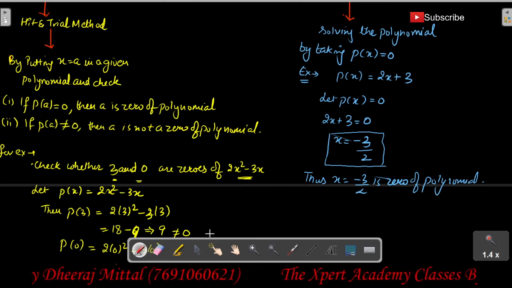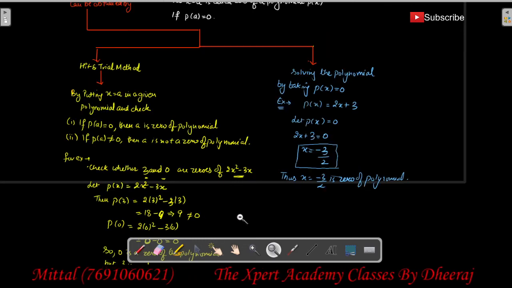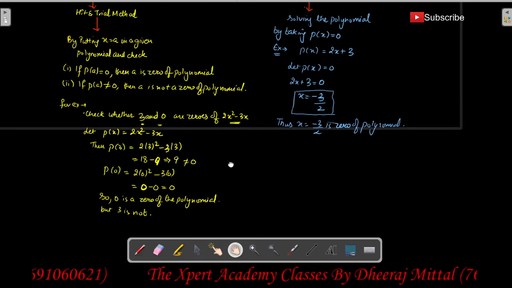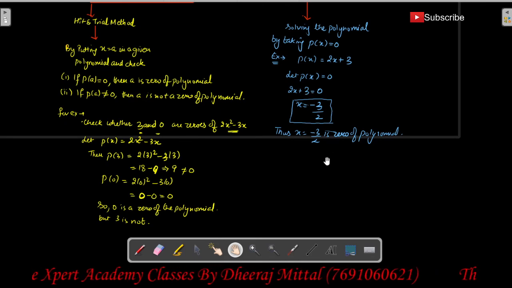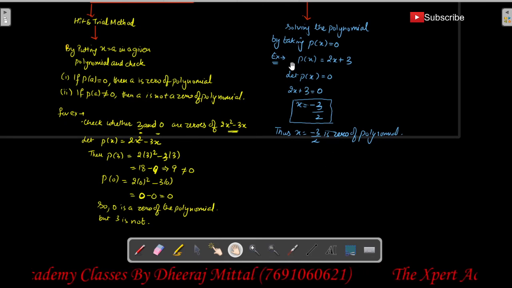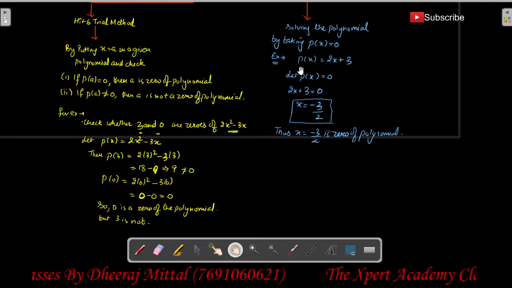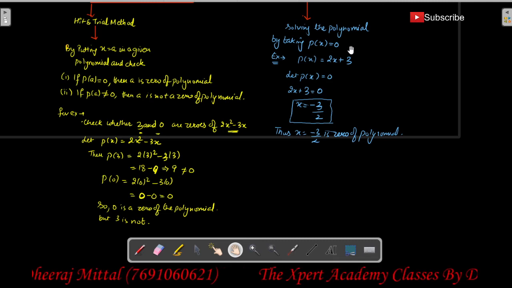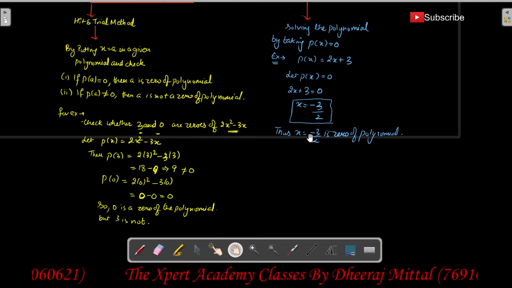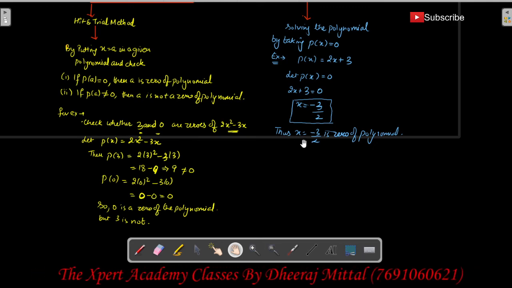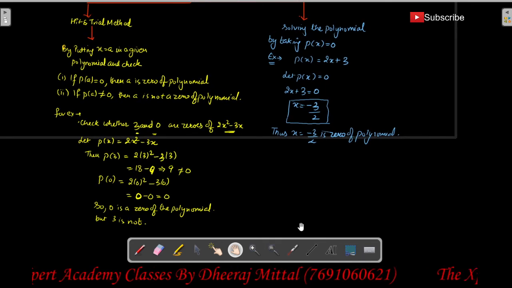One is hit and trial method and the other one is solving the polynomial. In the solving the polynomial method, what we will do? We put the polynomial equal to 0, and on putting the polynomial equal to 0, we will get the value of x. So that value of x is the 0 of the polynomial.